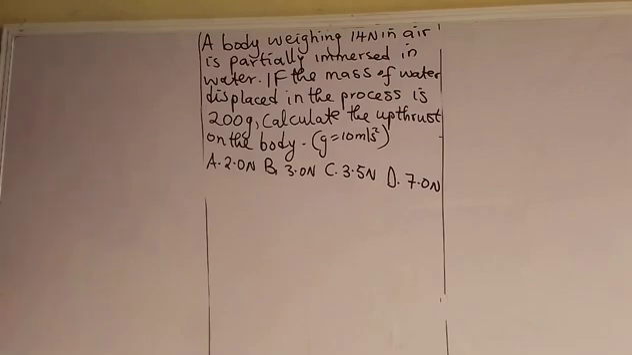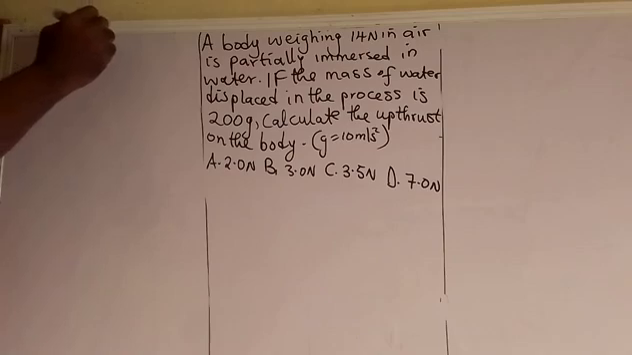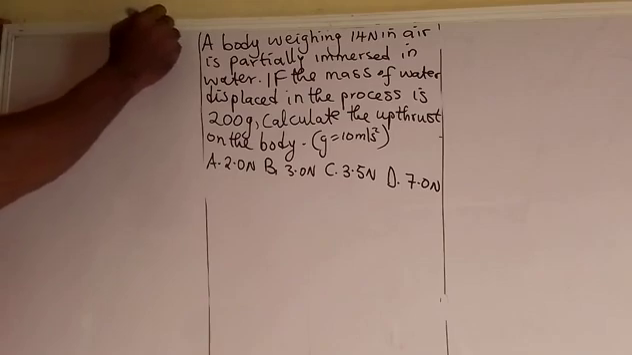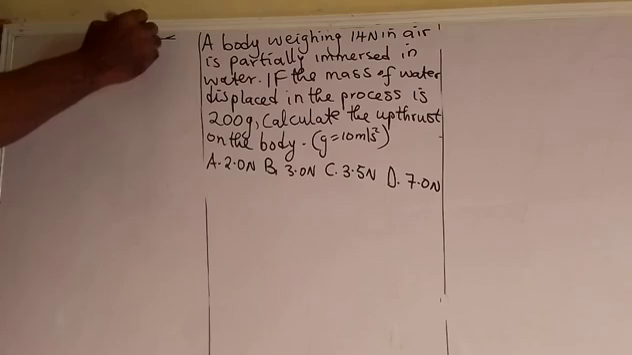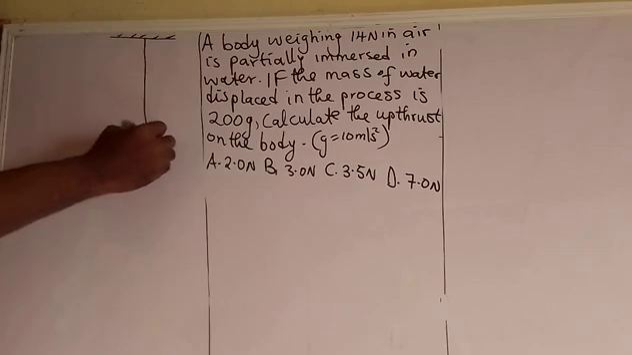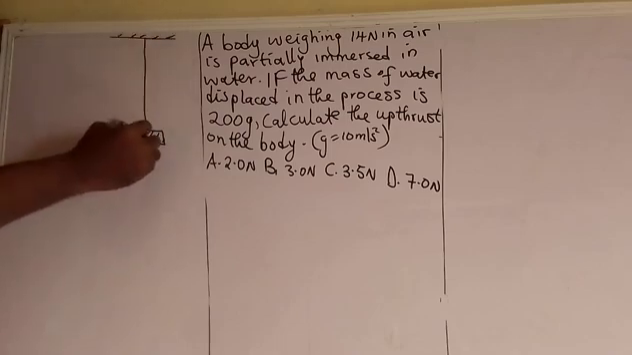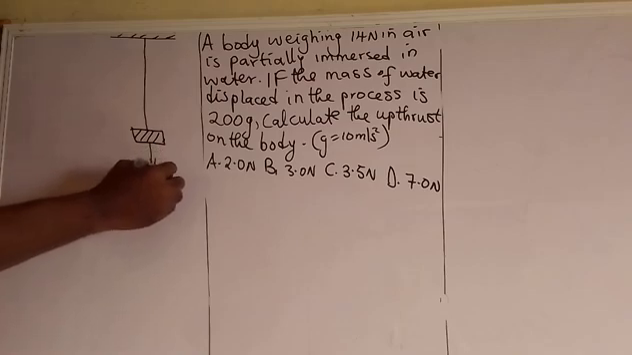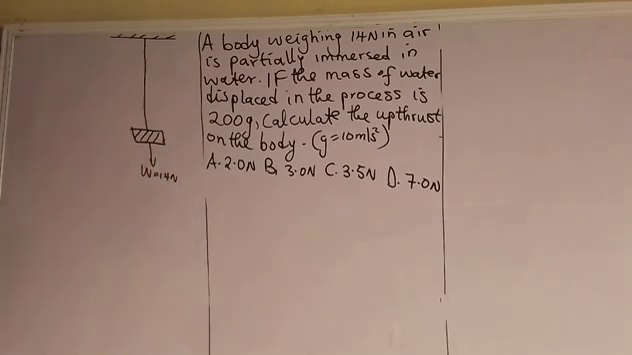Like I always say, when you understand, try as much as possible to make a sketch. Most times it helps you to see what is happening. So I was like, okay, here is a support, and there's a body. This is the body hanging from this support, and the weight of this body is 14 Newton. That means when you hang it freely in air, nothing around it, just air, it weighs 14 Newton.